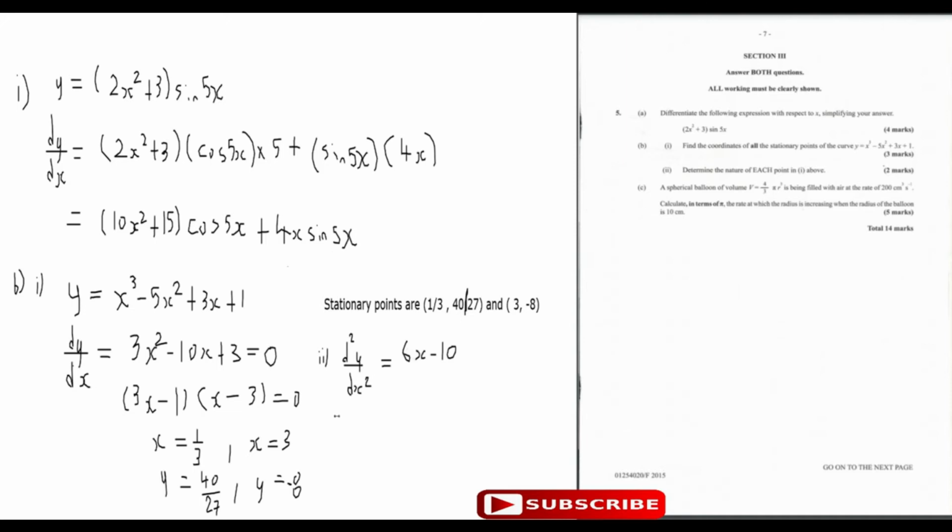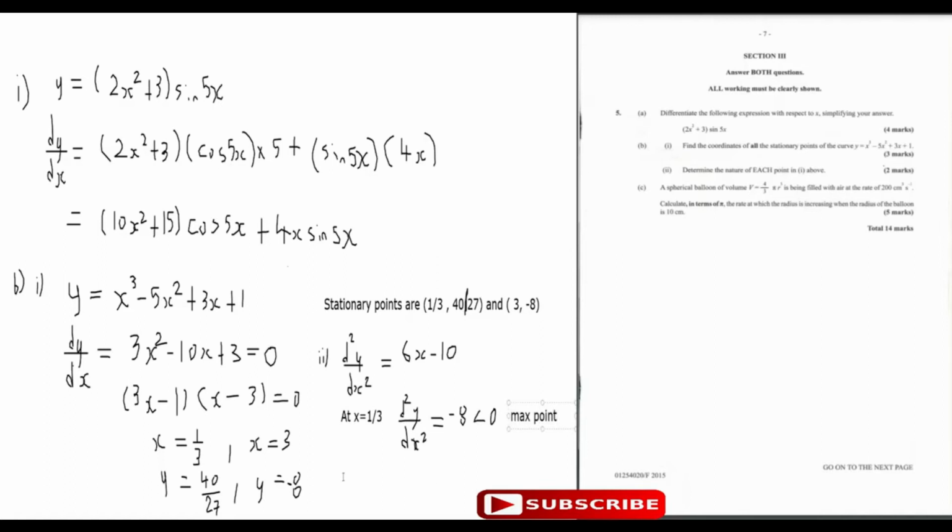At the point when x is 1/3, what are we going to get? When x is 1/3, d2y by dx squared is going to be equal to 6 times 1/3 minus 10, and that's going to be equal to 2 minus 10, which is -8, which is less than 0. And so 1/3, 40/27 is a maximum point. We can then conclude that that is a max point.